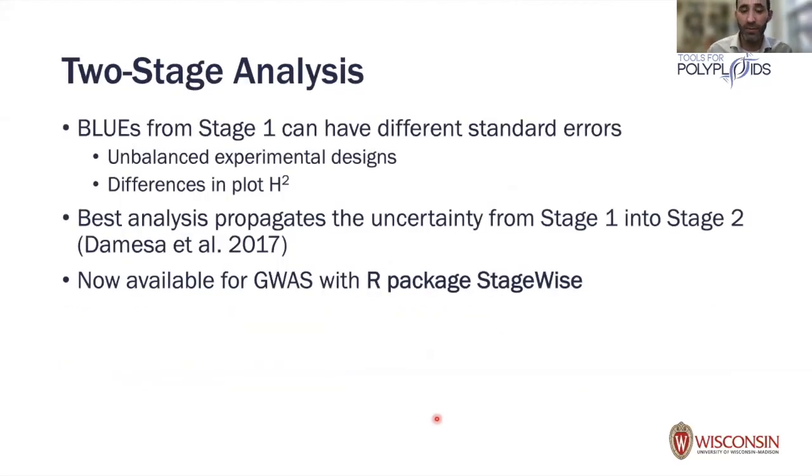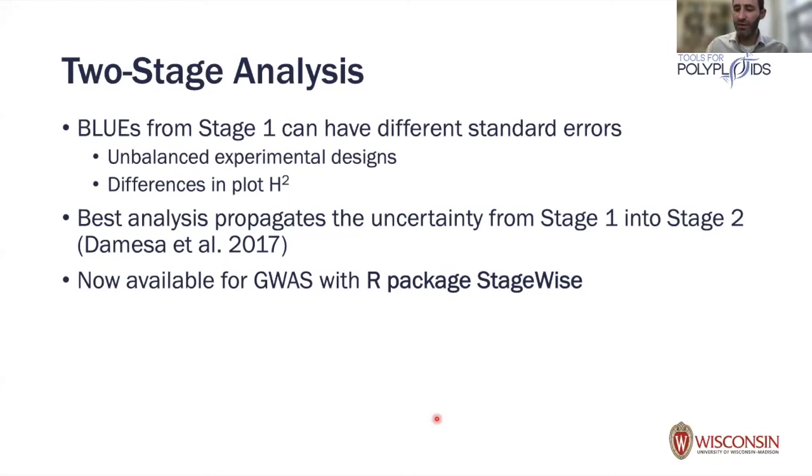So that's certainly how I would recommend, if you were using GWASpoly, analyzing a multi-environment data set. The problem is that the BLUEs you calculate from stage 1 will typically have different standard errors associated with them, because you may be dealing with unbalanced experimental designs, meaning different numbers of replicates for the different genotypes, and that information can be lost. You may also just have fundamentally different plot heritabilities in different environments. If you had a lot more residual error one year than another, that information is not propagated if you only consider the BLUEs.